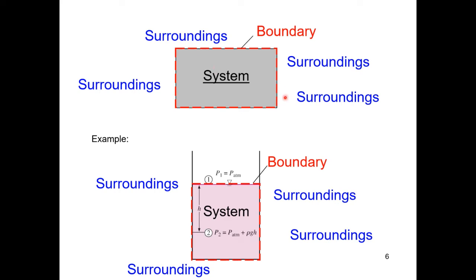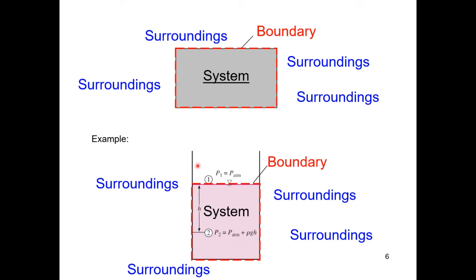So we have a system. This is the place that we want to do our investigation or studies, and we have a surrounding around it. And the place where the surrounding and the system meet, we call it a boundary. So you can see the dotted lines here. That is what we call a boundary.